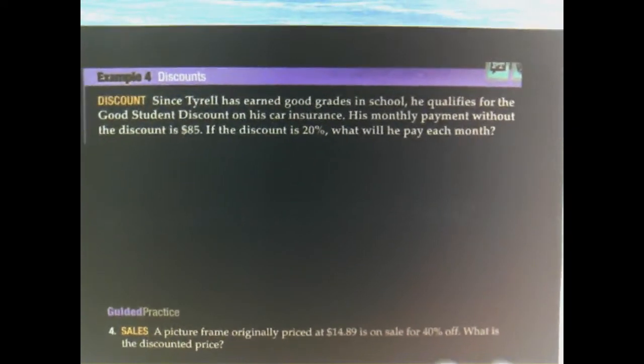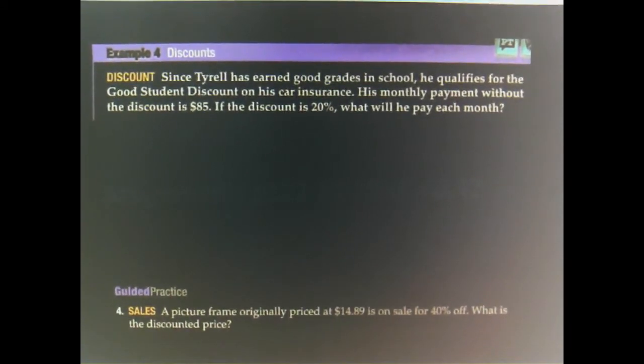Moving on, now we need to go the other way. Before, when we talked about sales tax, we added cost to our total. Now we talk about discounts, the sales, the bargains that everybody loves. So here we have Tyrell, and he has earned good grades in school. He qualifies for the good student discount on his car insurance. His monthly payment without the discount is $85. If the discount is 20%, what will he pay each month?